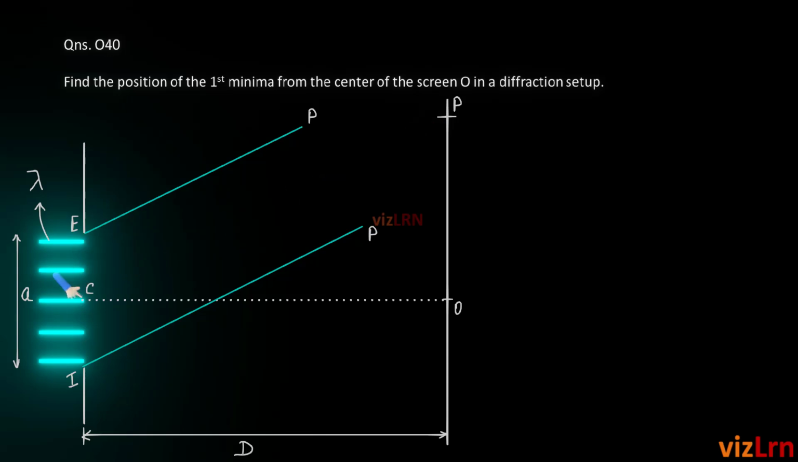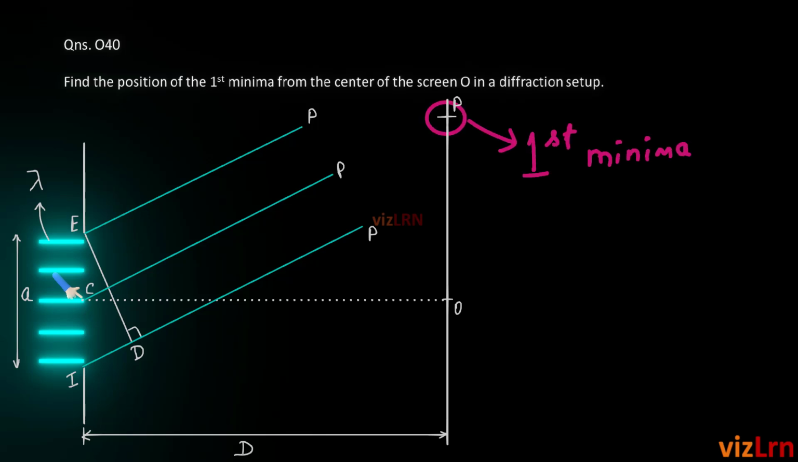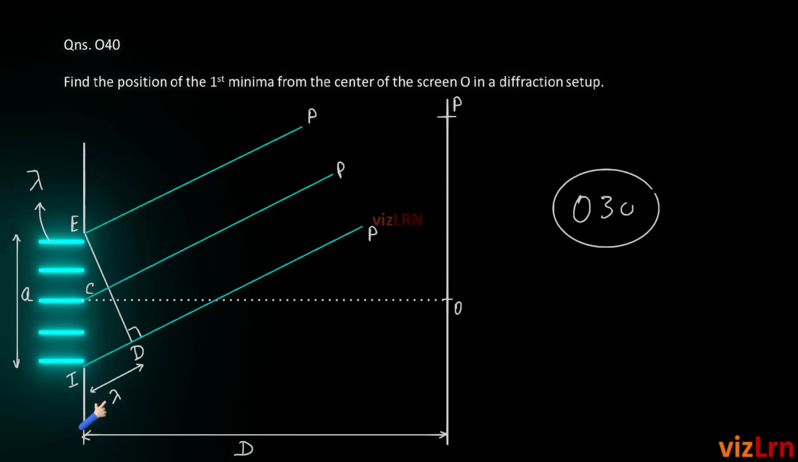Now let C be the middle point of the slit and let us draw the ray from C to P. Also let us draw a line ED perpendicular to IP, and since P is the first minima point, the path difference between the ray EP and IP is equal to lambda, as we learned in video O30. So length ID is equal to lambda.